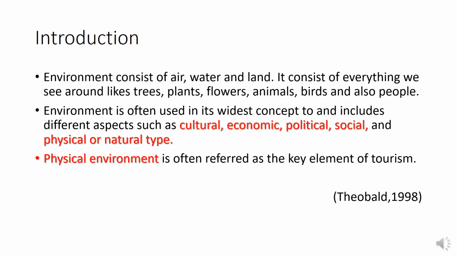Now, let's learn what is environment. Environment consists of air, water, and land. It consists of everything we see around like trees, plants, flowers, animals, birds, and also people. Environment is often used in its widest concept and includes different aspects such as cultural, economic, politic, social, and physical or natural type. Physical environment is often referred to as the key element of tourism.